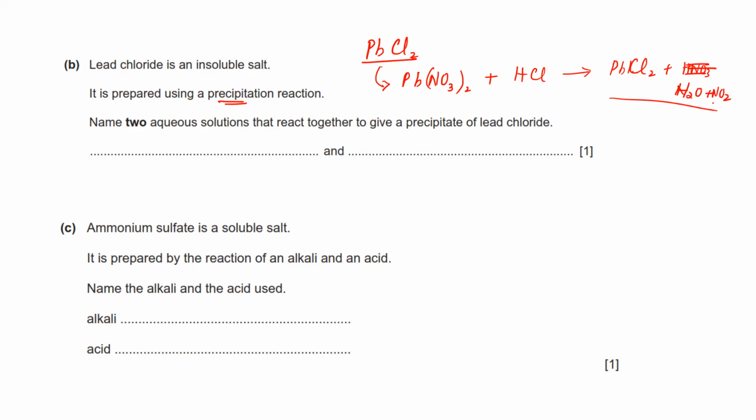So this is what you will be getting, or in another way you can also add NaCl. So if you add aqueous NaCl solution, you will be getting lead chloride and sodium nitrate. So one case is lead nitrate, which is a soluble salt, and then you use any soluble chloride, hydrochloric acid or sodium chloride. Okay, any of them will work.